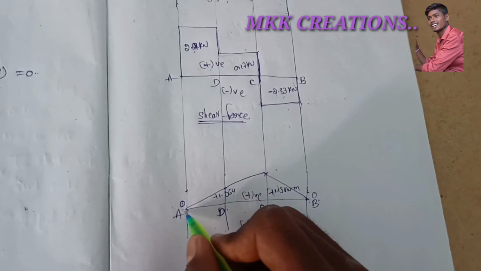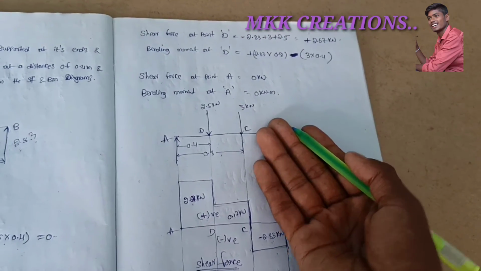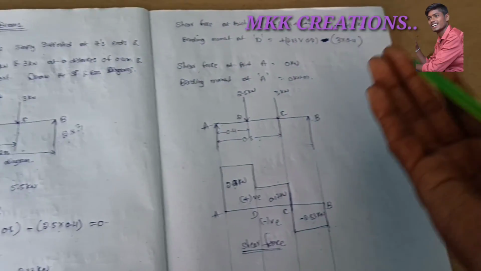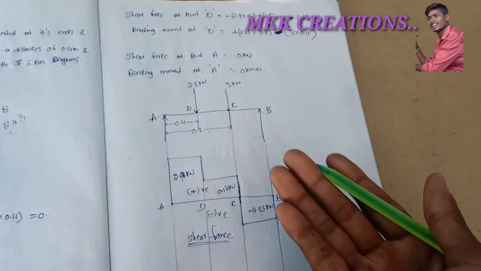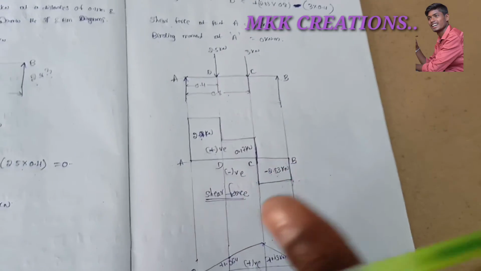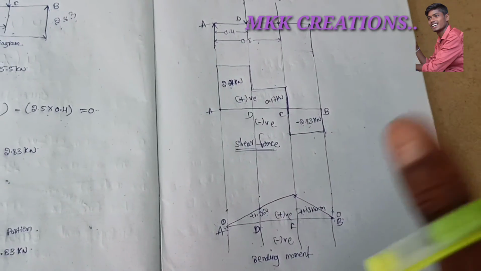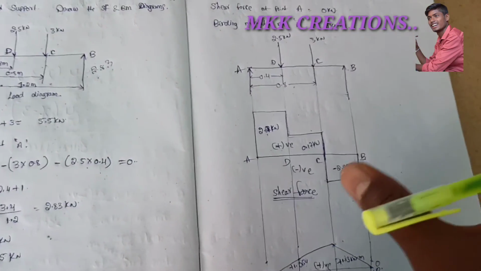And next, point A is also 0, because the shear force and bending moment at point A are 0, since force into distance, the force is 0. At starting and ending it is 0 in simply supported beams. So this is the way of solving shear force and bending moment diagrams in simply supported beams.